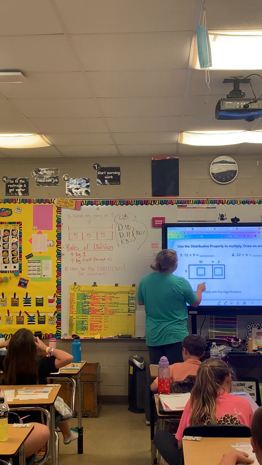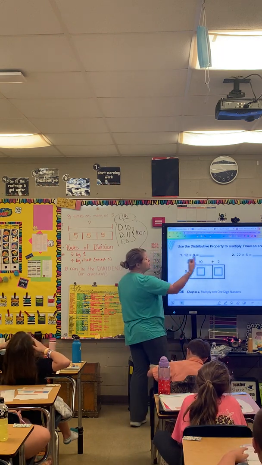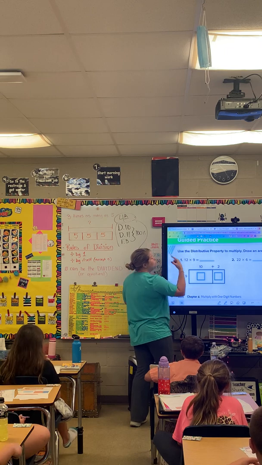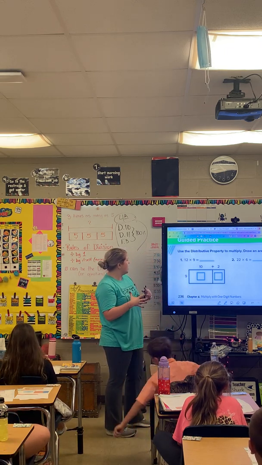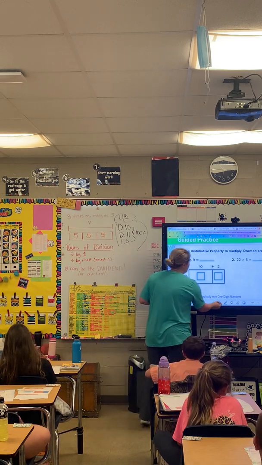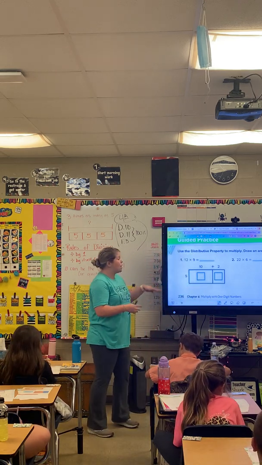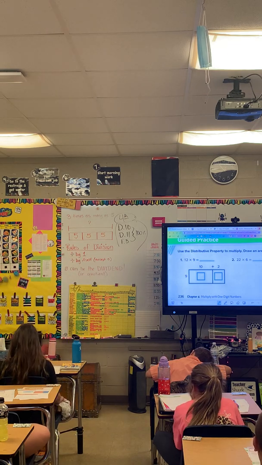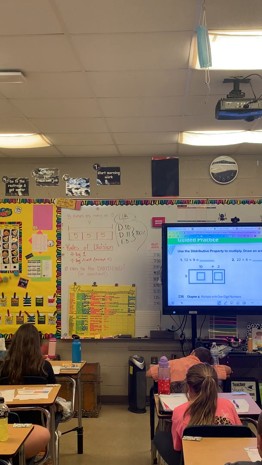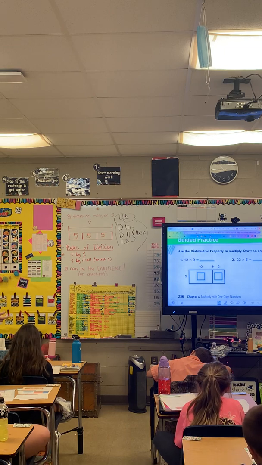All right, so let's look down here. Now it wants us to use the distributive property to multiply, but it also wants us to draw an area model. Now, they really don't give us a whole lot of room here, and I don't like that, but we're going to make the best of it. So let's look at number 1. We're still doing these together, because even though we're doing better with the area models, we're still a little not sure about the distributive property, okay?